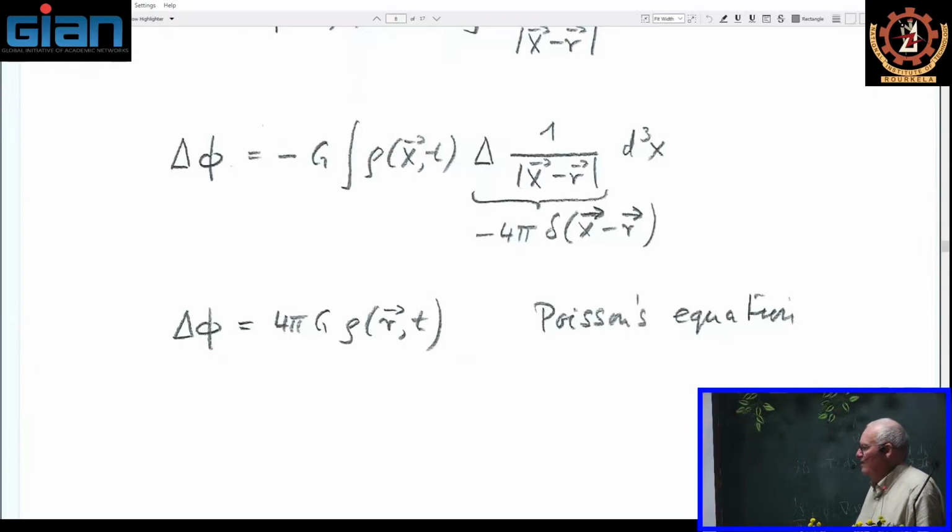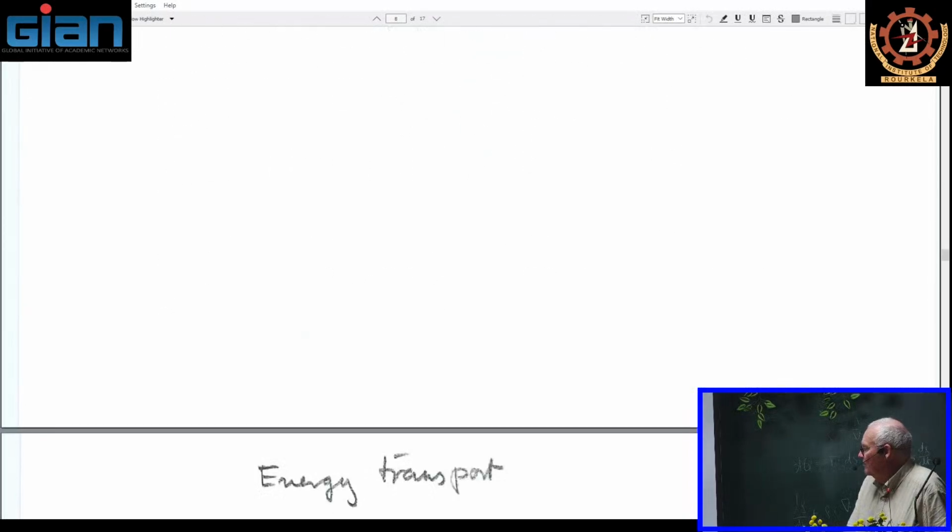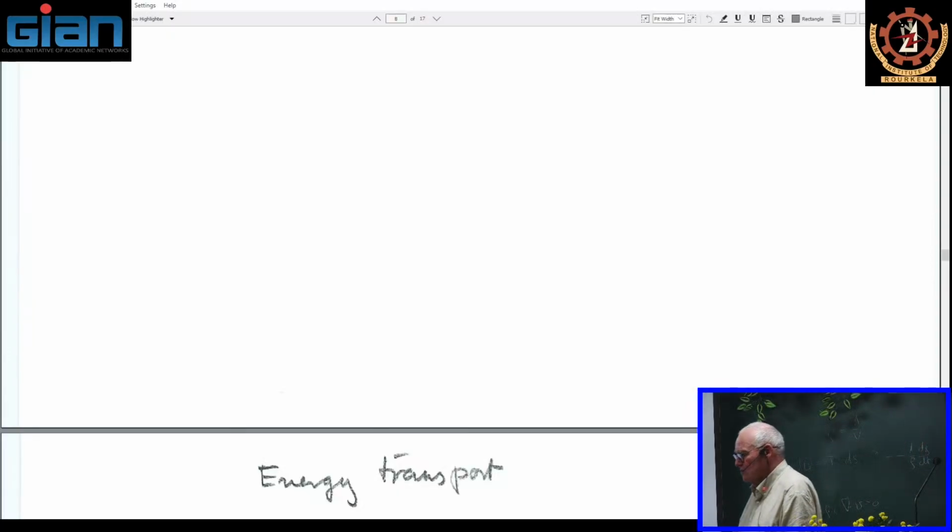Okay, that's for the external forces which we need. Then we have to consider another point which occurs in stars and which is very important in stars. This is the energy transport. So it has to do with the heat flux and what determines the heat flux once we are in a star.